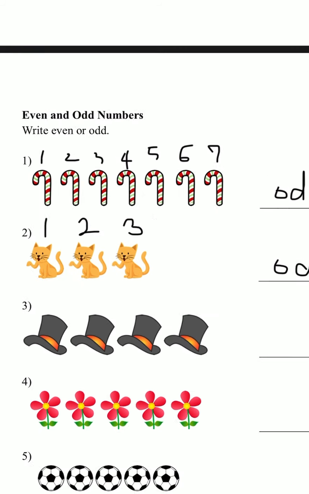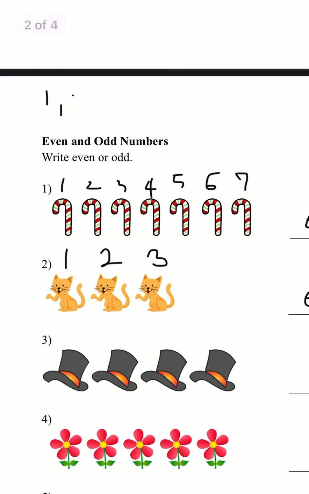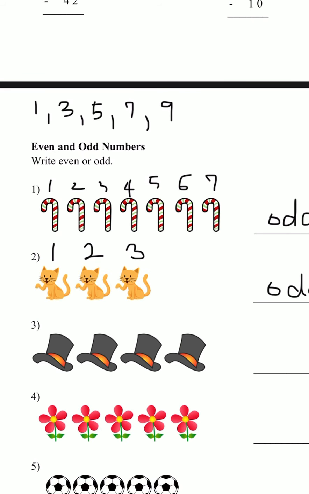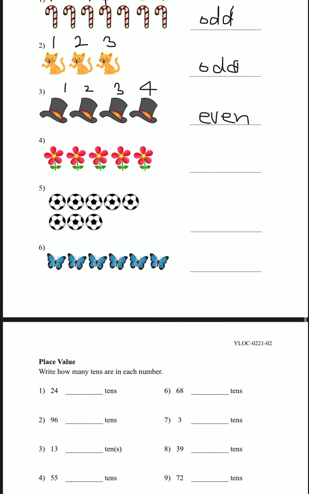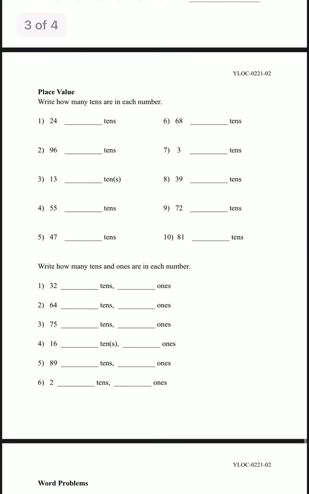So odd numbers are 1, 3, 5, 7, and 9. And the even numbers would be the rest. Now we're going to count how many hats there are. So here's 1, 2, 3, 4. 4 is an even number, so we're going to put even. And we do the same thing for the rest. Now, we're going to go on to the next page.